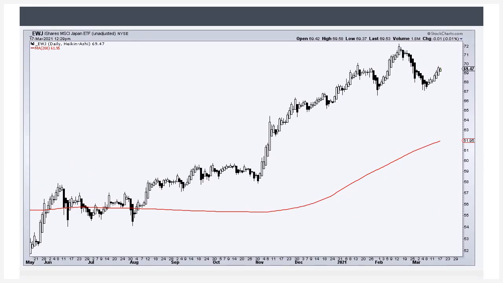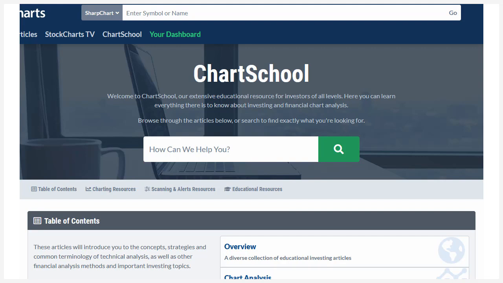So here is the Japanese ETF with the Heikin-Ashi candlesticks. And you can see, miraculously, all these gaps disappeared. And that is because this is an average of basically two candlesticks. And if you want to know more about this, you can always go over to ChartSchool, which we're going to do right now. So anything that you're charting on StockCharts.com, you can learn about in the ChartSchool, and there is a link to the ChartSchool at the top of every web page.